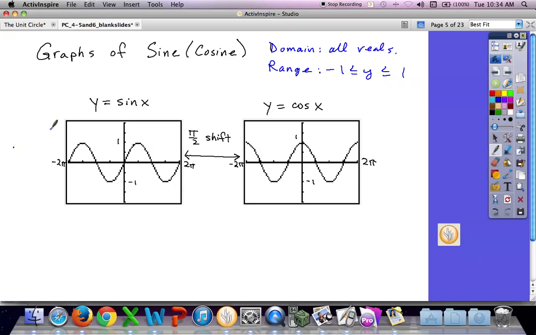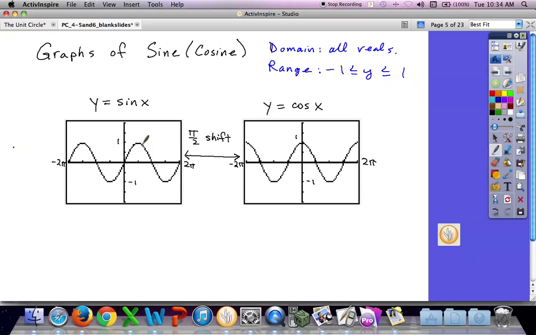It just looks like, right here, the highest point on the graph is at 0, but the highest point on the graph was at pi over 2 here. So this graph is this graph shifted pi over 2 to the left.